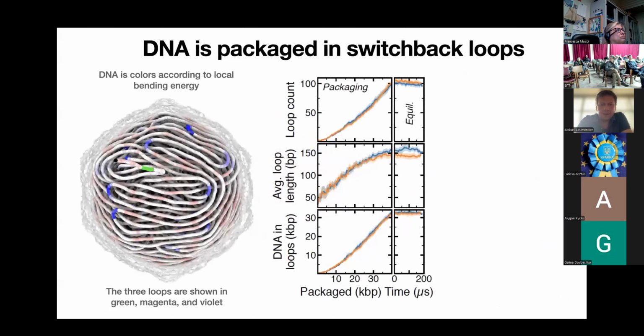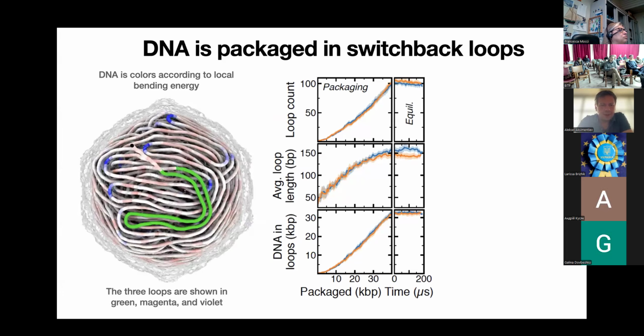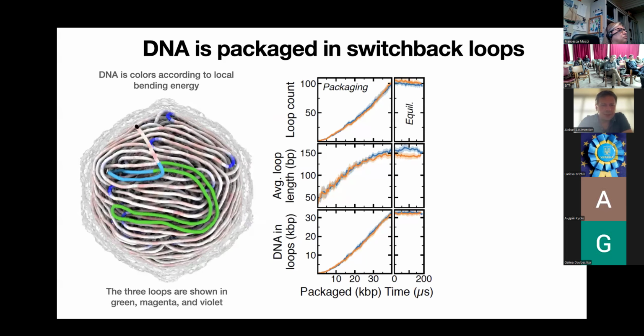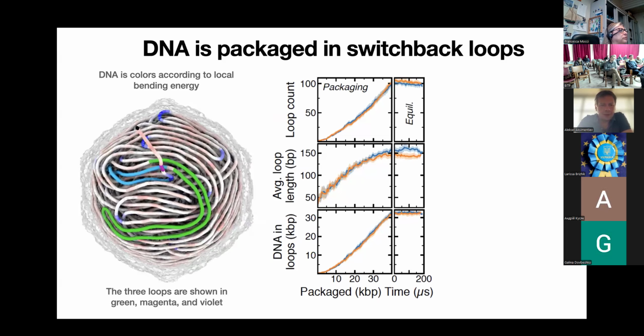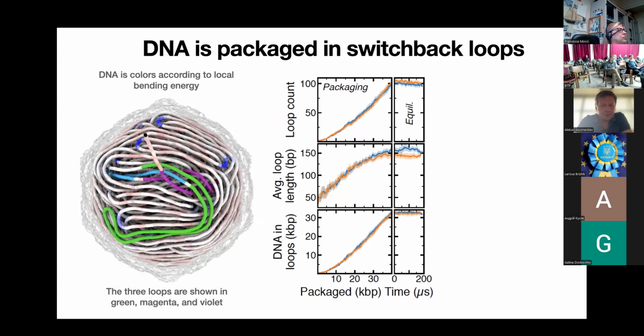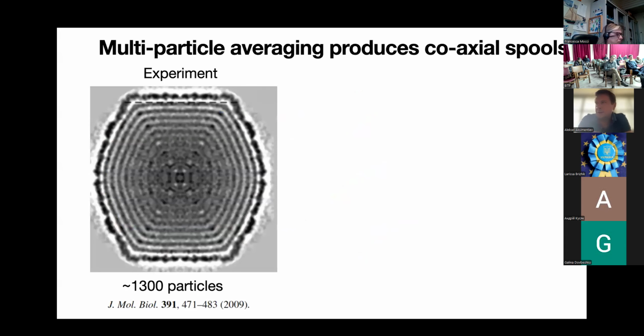Now, an interesting fact was that the mechanism by which the DNA is packaged is in loops. So we call it a switchback loop, and you will see three loops being packaged. Like you see, there's a green one, and then it becomes too costly to package. So another one nucleates, and then another one nucleates, and pretty much the whole genome is packaged in those loops. Now, but why can't we see those nice spools, right?